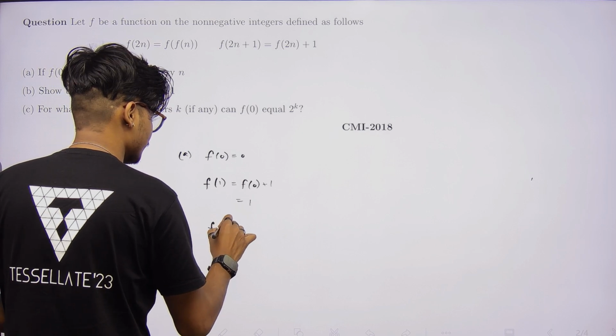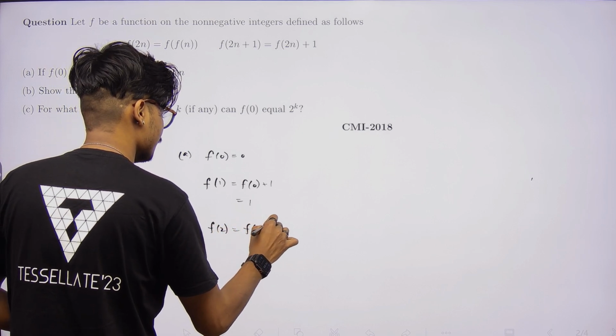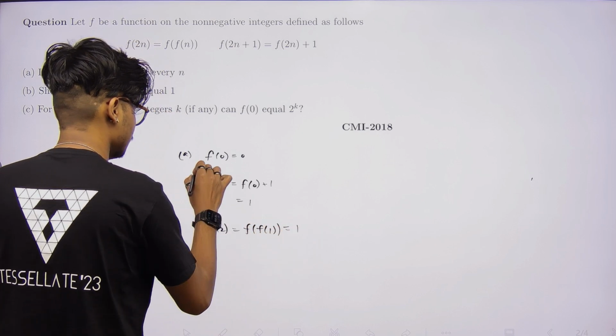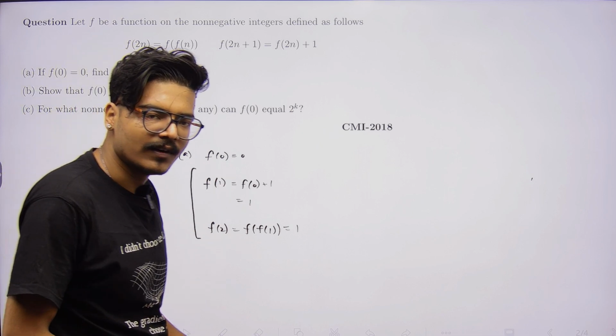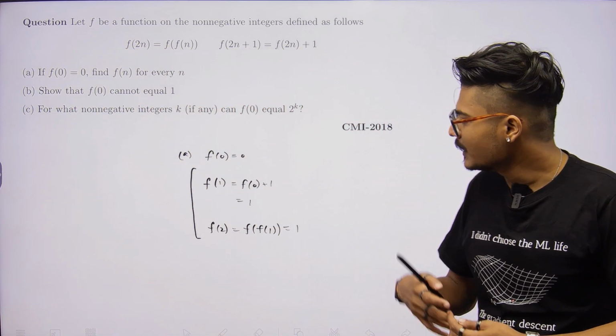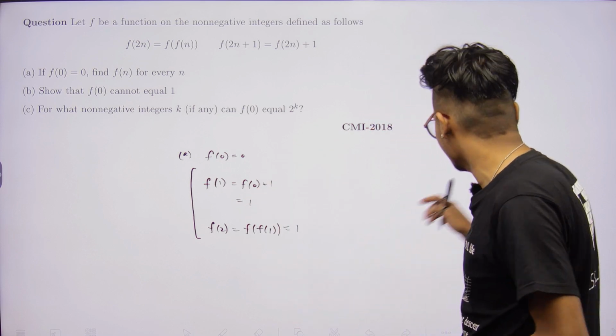Similarly, from this, you can calculate the value of f of 2 as f of 1, which is just 1. So these are your base values. So f of 1 and f of 2 both turn out to be 1. Now using these values, we can calculate the further values of f.